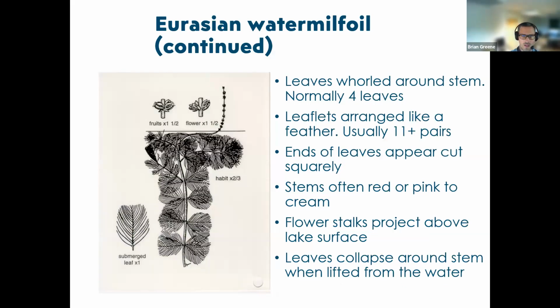Okay, so Eurasian water milfoil, the key features to identify it is that it has whorls of 4 feather-like leaves. So if you see this, it is feather-like, so there's a central stem, a rachis, and then these individual leaflets coming off of it that look like a feather. So Eurasian water milfoil has 4 leaves in a whorl, and the top of each leaflet looks like it's been clipped, so it goes flat like that. The stem is also often a cream or pinkish to red color, and there's usually a large space between the whorls of leaves. That's what we call internodal space. And it produces a flower that is above the water.